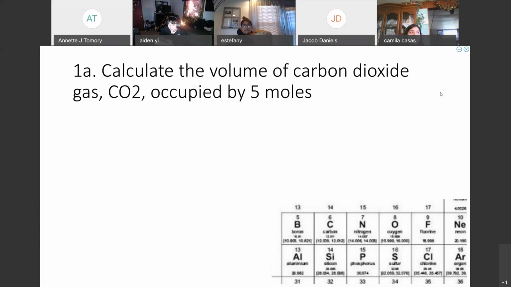We are now working on the molar conversions worksheet. And this one combines other units in there, not just grams. All right, so this should be the first question on your worksheet.